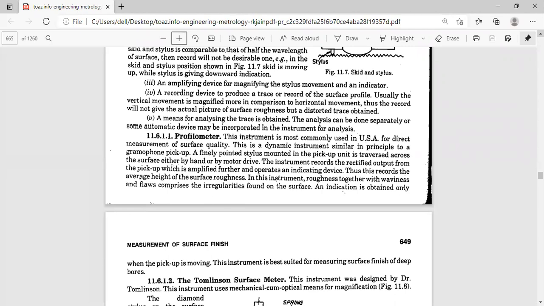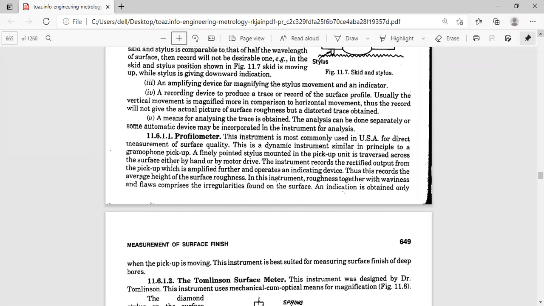You'll be having a finely pointed stylus probe mounted in the pickup unit, and this stylus probe will be traversing across the surface. You're not using hand movement. Already I told you manual is outdated now. You'll be using a synchronous motor drive, and this instrument will be recording the rectified output from the pickup.